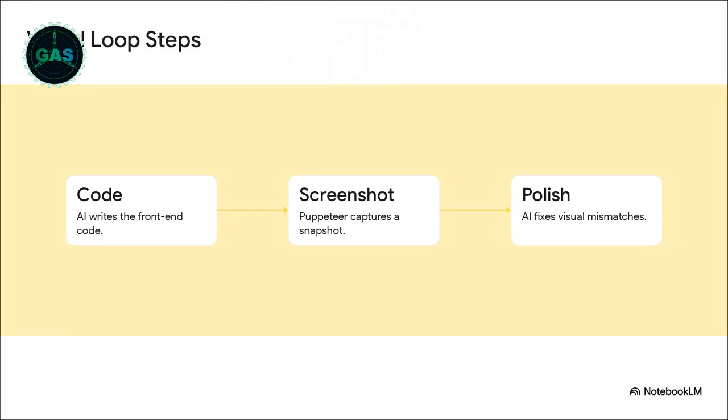Honestly, this phase is the massive selling point for business owners. We're talking about the AI's ability to self-manage its own quality control. Here is exactly how this autonomous visual loop works. First, the AI writes the code and spins up a local server. Second, a tool called Puppeteer, which you can think of as essentially an invisible automated web browser, takes an actual visual snapshot of that local web page. Third, the AI actually looks at that screenshot, compares it to the original design specs, and autonomously fixes any mismatches.